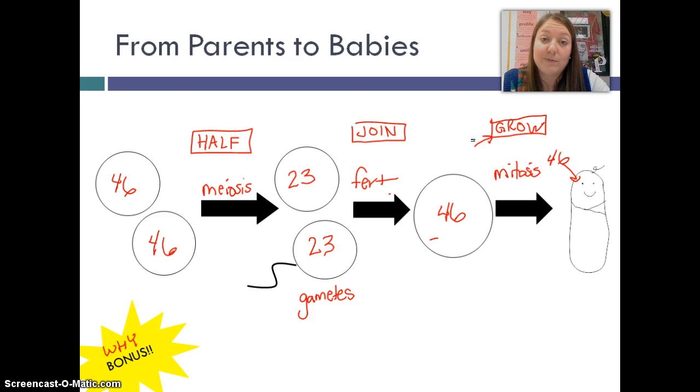How are we going to grow? And it's a pretty important task. You never stop doing mitosis, ever. Okay? So that's a little review for the meiosis quiz.